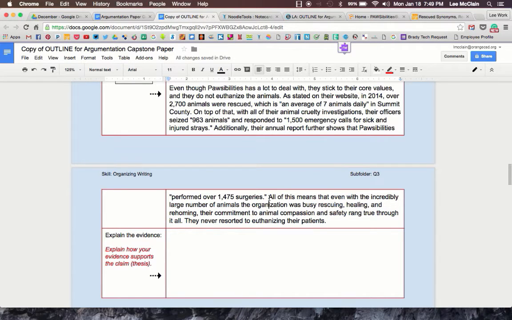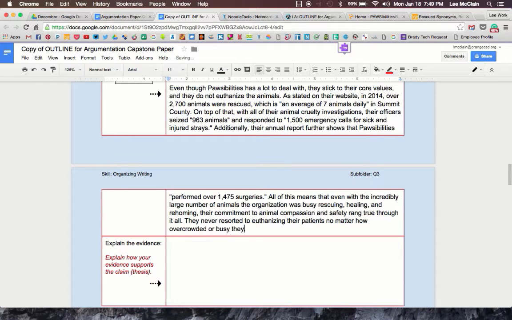It needs to start with something like "in other words," or "simply put," or "this means," and that's what I chose. All of this means that even with the incredibly large number of animals the organization was busy rescuing, healing, and rehoming, their commitment to animal compassion and safety rang true through it all. They never resorted to euthanizing their patients, no matter how overcrowded or busy they became.